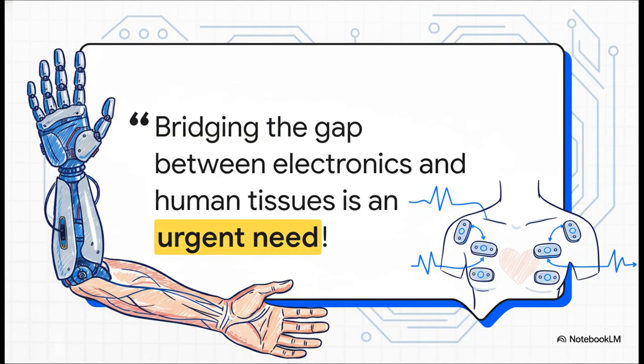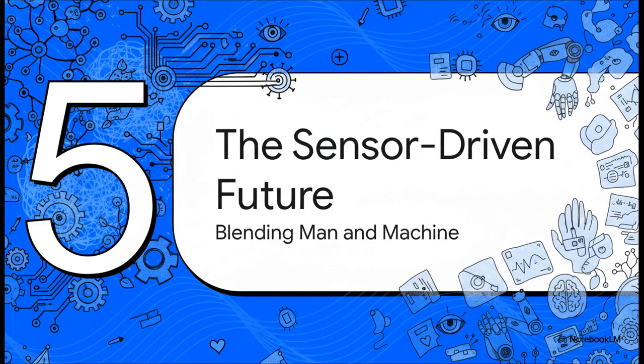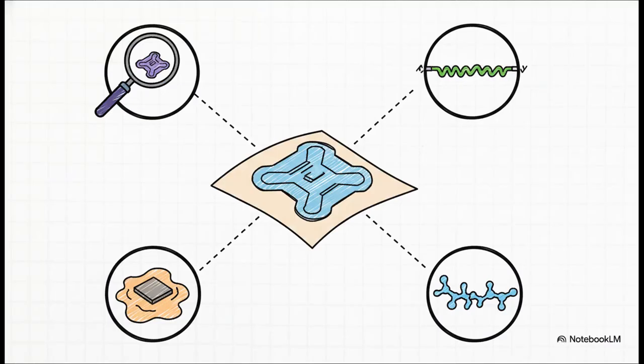And look, this isn't just some academic puzzle. For everything from next-gen prosthetics to real-time health monitors, bridging this gap between hard electronics and soft human tissue is an absolutely urgent, critical need for medicine and engineering today. So how do we fix this fundamental mismatch? Well, the solution is pointing us toward a future where the lines between us and our machines might finally and safely start to blur. The solutions are coming from some incredible innovations in material science.